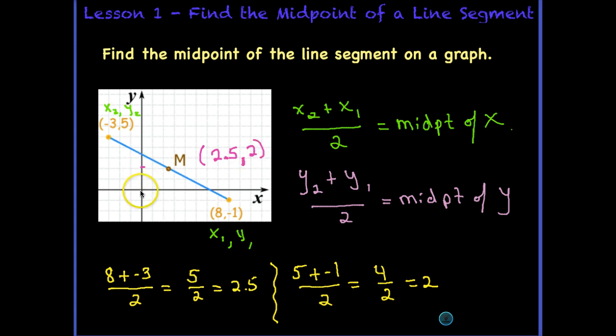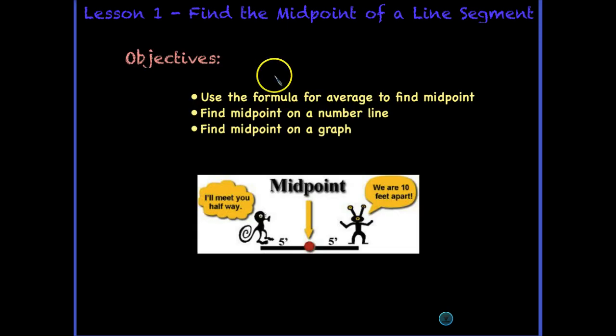If we were to count, we can see the y value looks to be 2, and the x value does look to be 2.5. But we always need to use this equation to be sure. It could have been 2.2 or 2.3, so we need to make sure we find the average of the coordinates in order to know for sure. And that concludes our lesson today on midpoint. At the end of this lesson, you now know how to use the formula for average to find the midpoint, both on a number line and on a graph.